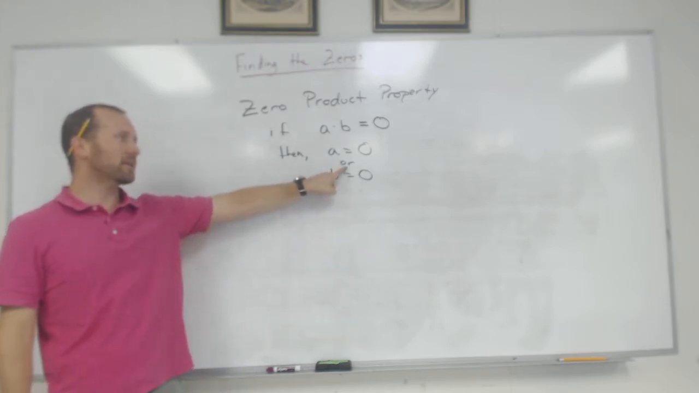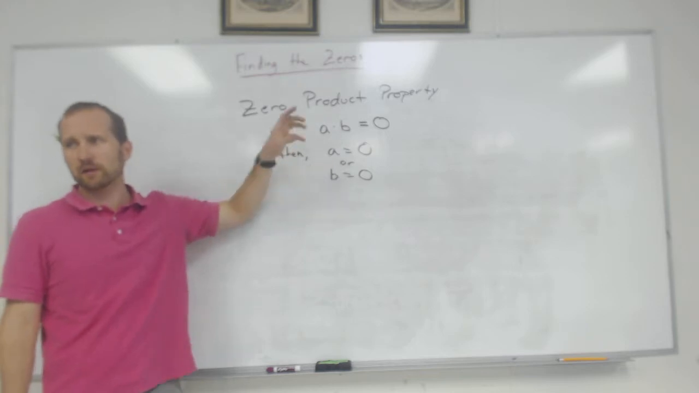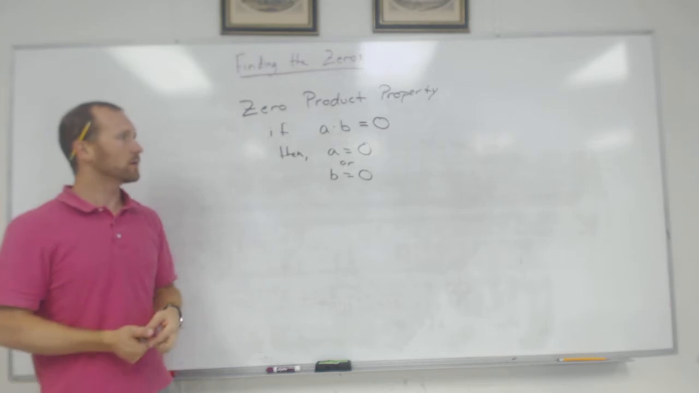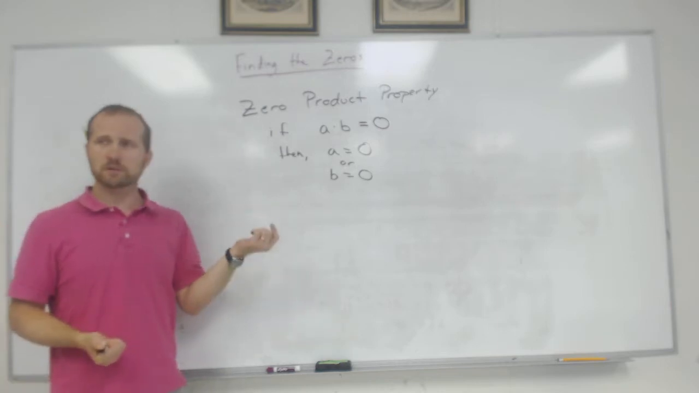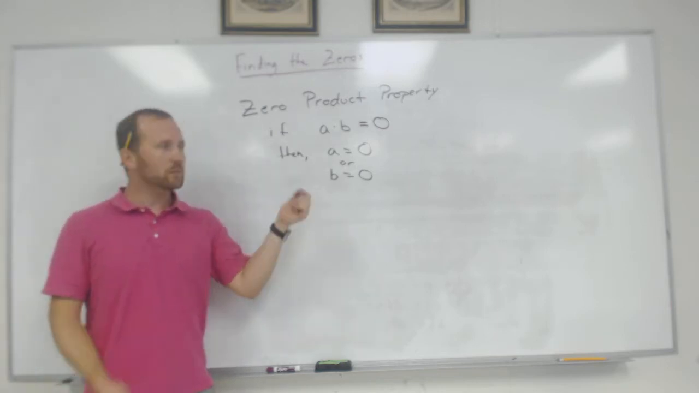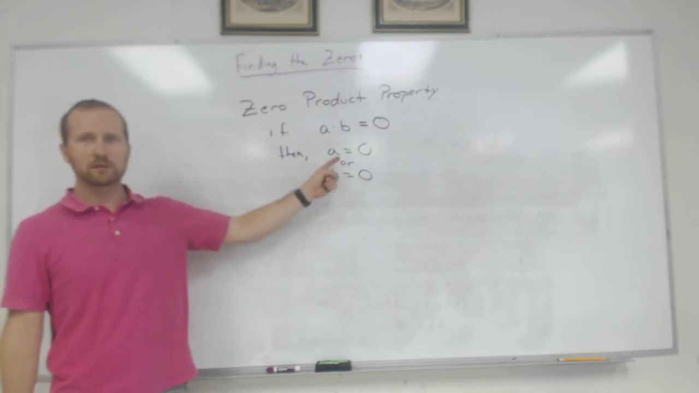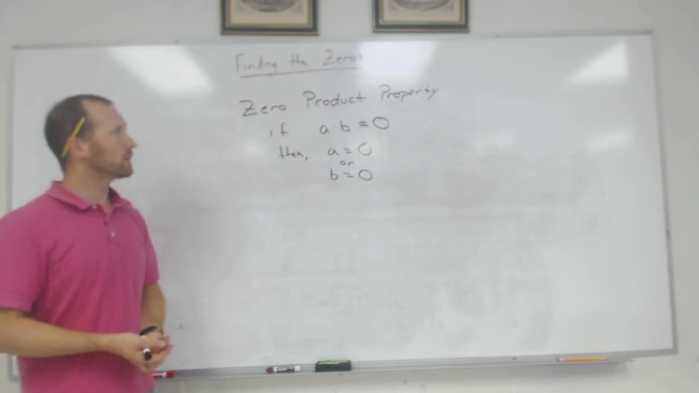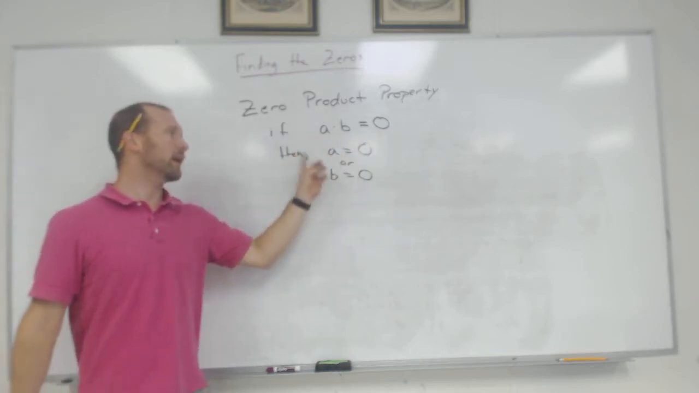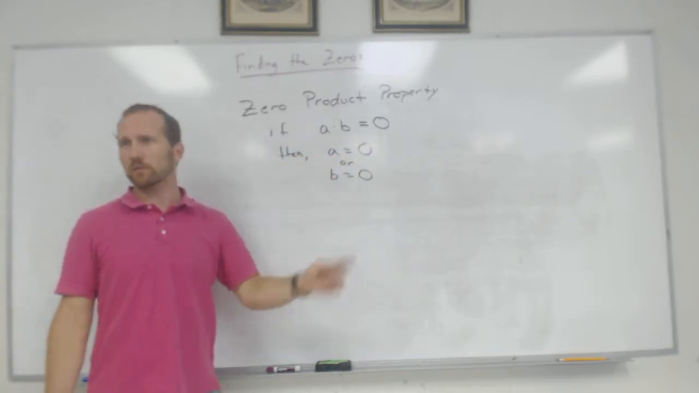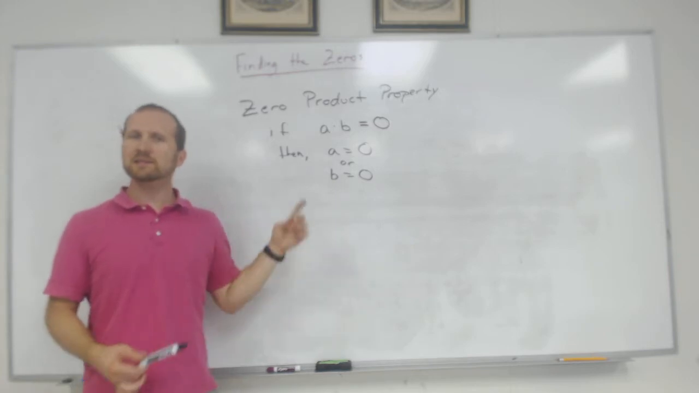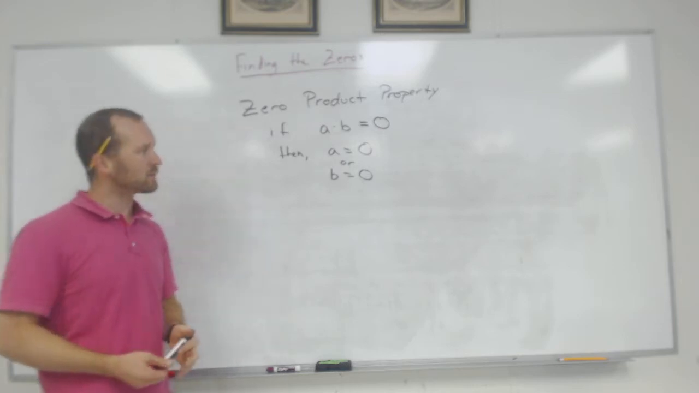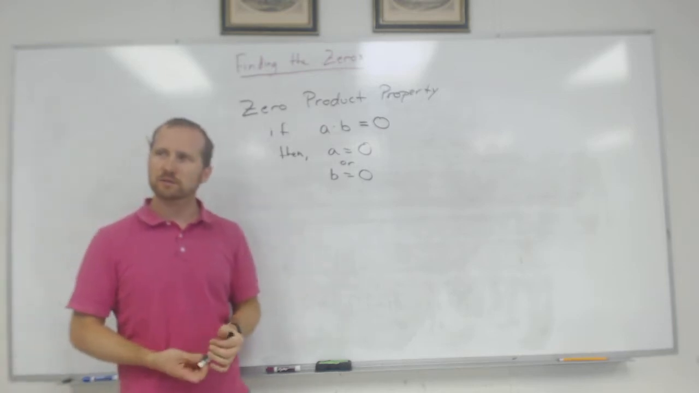This is what's called in math an inclusive OR. It's possible that they could both equal 0, right? Because 0 times 0 is also 0. So when we say or, we really mean and/or, but we're just going to say or. So if A times B is 0, then A is 0, or B is 0, or they're both. And this is what lets us solve for the zeros, find the roots, that sort of thing.